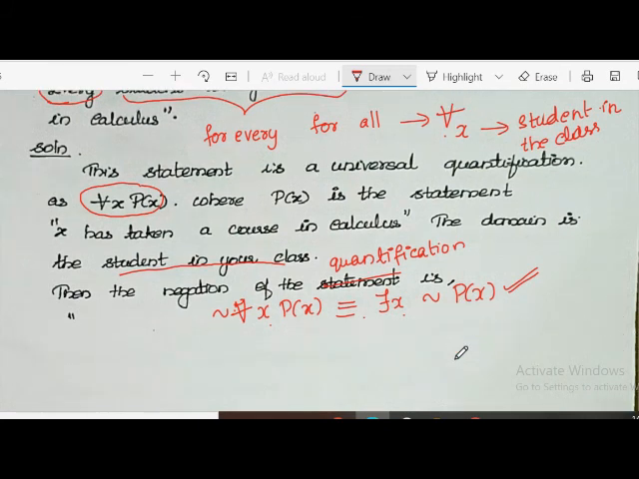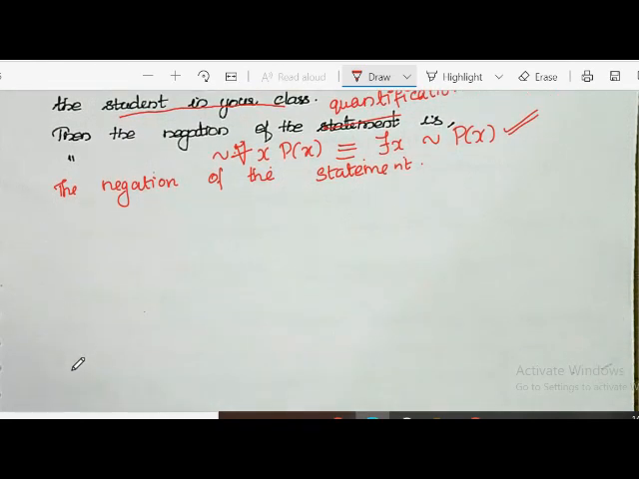Now I have to write the negation of the statement. First we write the negation of the quantification, then the negation of the statement. There are many possibilities; we can express this statement in many ways. I'll give you some of the expressions here. First, you can say, it is not the case.